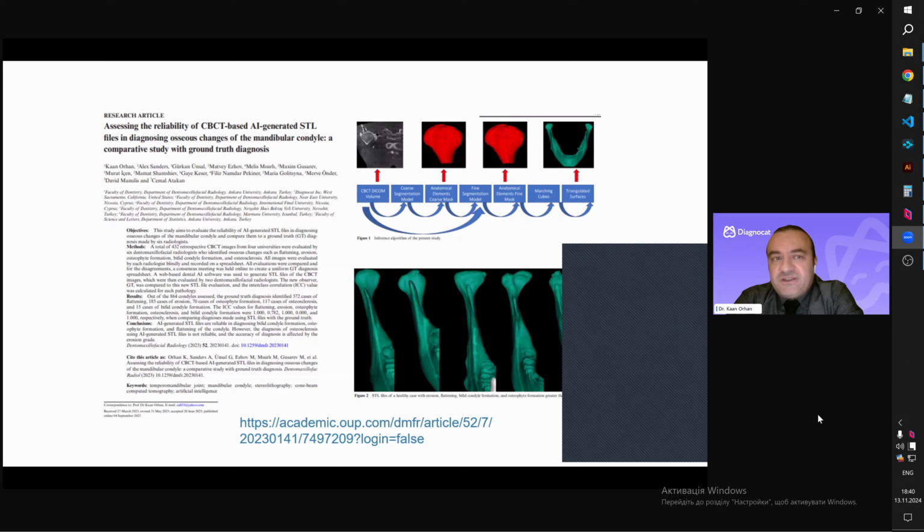For the 3D fashion, we have these CBCT-based AI-generated STL files in diagnosing osseous changes, especially in the mandibular condyle. So for these types of segmentations, right now we have the capability to see the surface of the temporomandibular joint using DiagnoCat, and we can diagnose flattening, erosion, osteophyte formation, osteosclerosis, and bifid condyle formation with a Kappa value of 1, which means it's a 100% diagnosis, which we achieved with DiagnoCat.